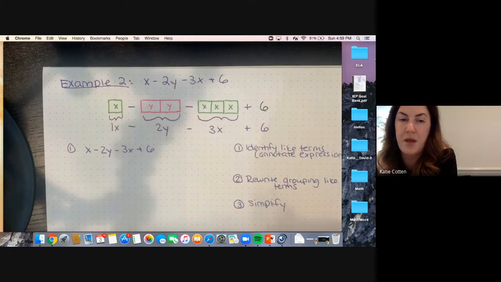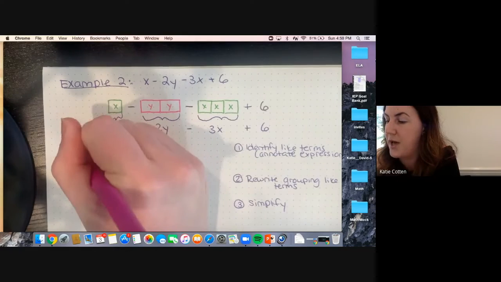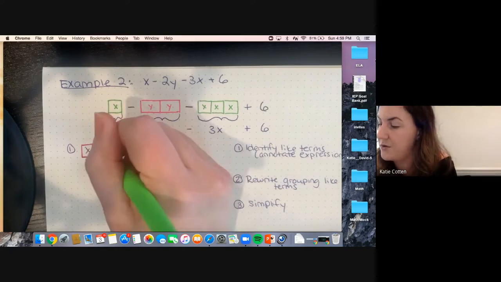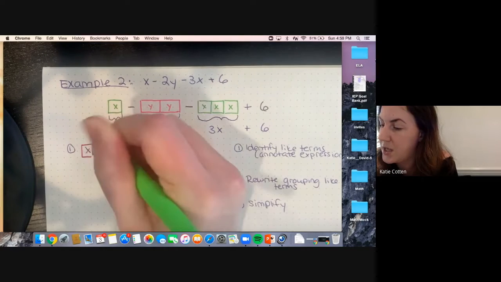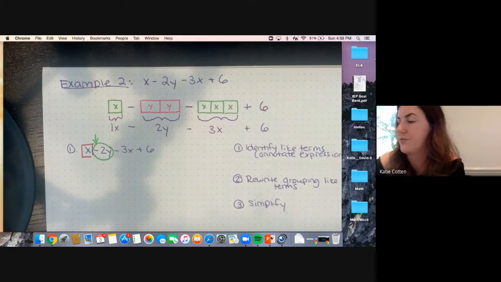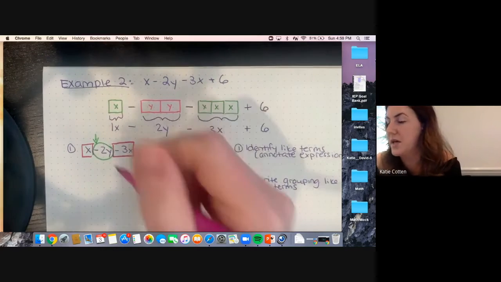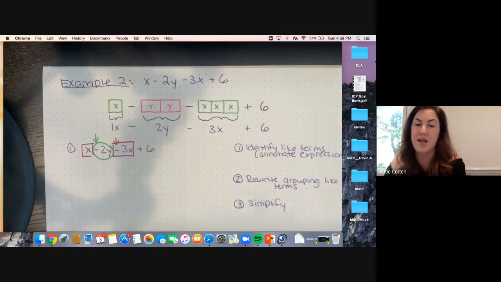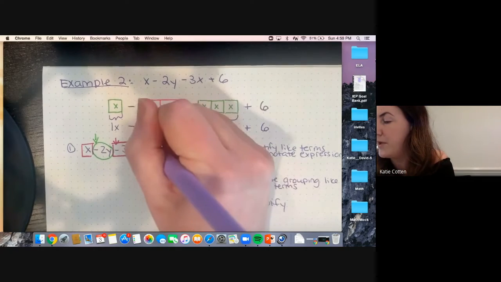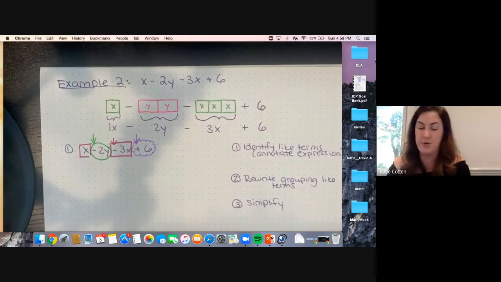So again, I'm going to annotate to identify my like terms. I'm going to go ahead, once again, I'll box my x. I'm going to circle my negative 2y, or my operation symbol, my subtraction symbol. Minus 3x, again, making sure to include that operation symbol because that operation symbol needs to move with it. And then finally, I'll bubble in my final term, which is plus x, making sure to include the operation symbol.